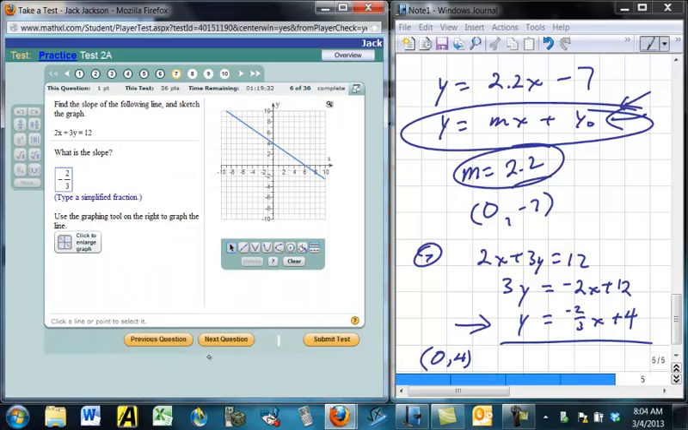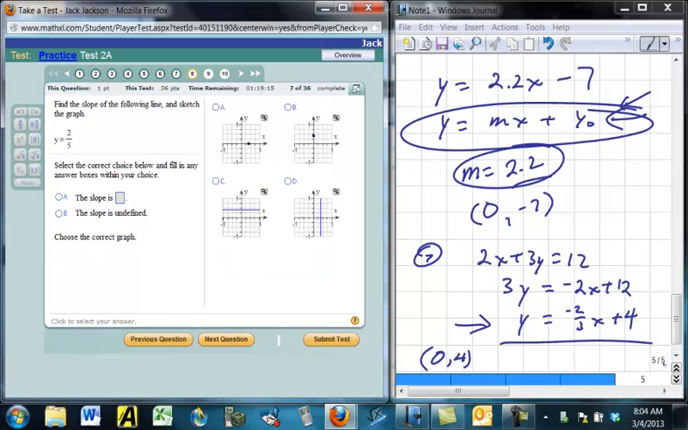So let's save that. So let me just double check. Subtract 2x, divide by 3, 4, 0, 4, and slope negative 2/3. Okay, that looks good. Alright, next one.